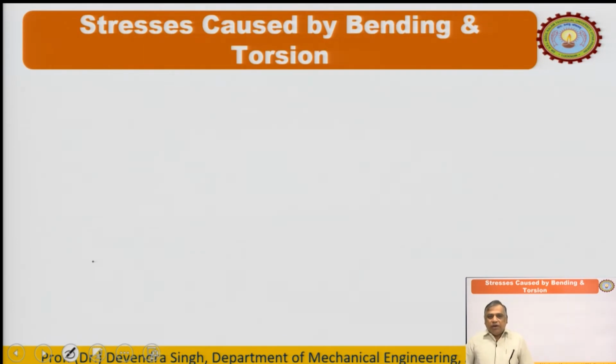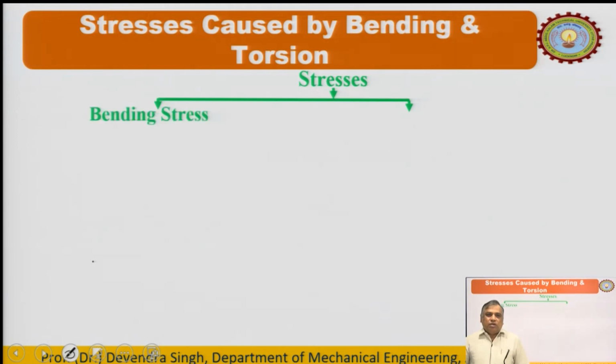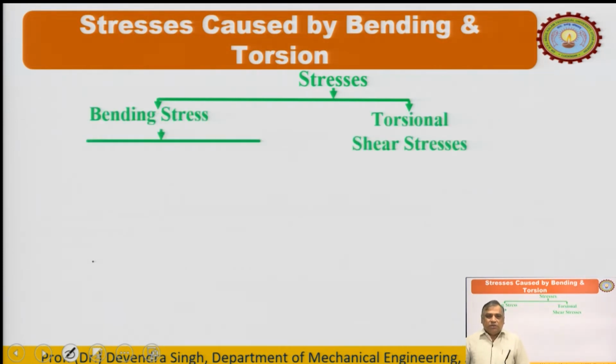Stresses caused by bending and torsion. So, first the bending stress and torsional shear stress. Bending stresses मैं discuss कर चुका हूँ अभी. These are of tensile or compressive type.